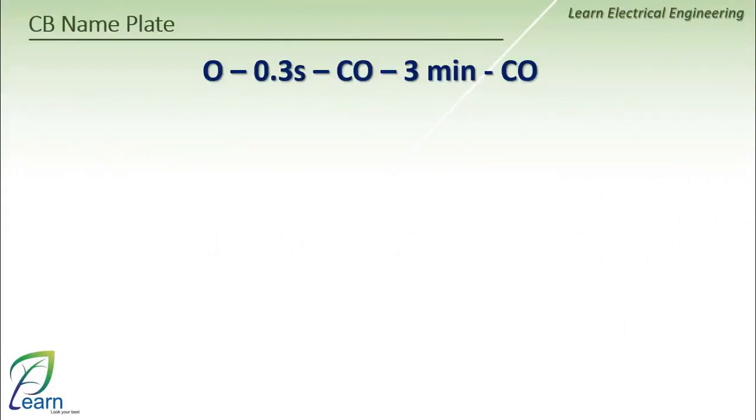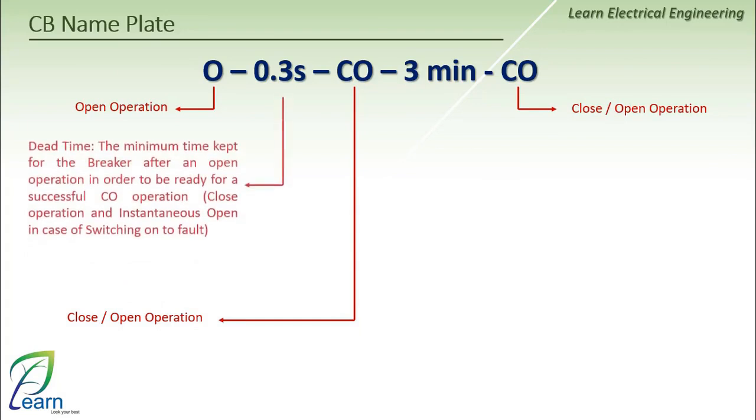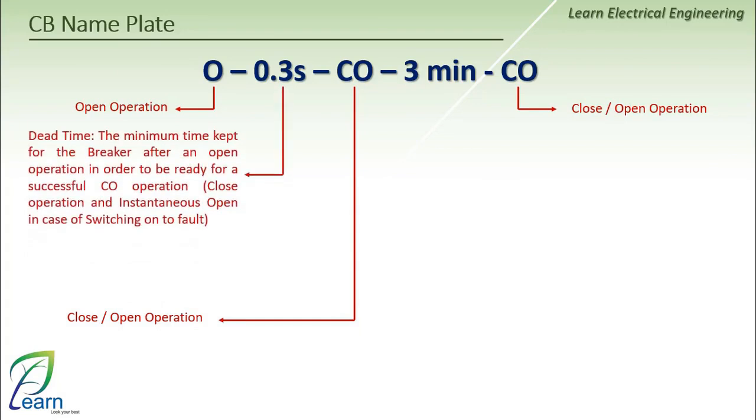Let's now understand together what the operation sequence written on the circuit breaker nameplate means, such as 0.3 seconds CO or 3 minutes CO. The first thing is that O represents an open operation and CO represents a close open operation. The second thing is that 0.3 seconds and 3 minutes are delay times, and they are referred to as dead times. The first dead time, which is 0.3 seconds, is simply defined as the minimum time kept for the circuit breaker after an open operation in order to be ready for a successful close open operation.